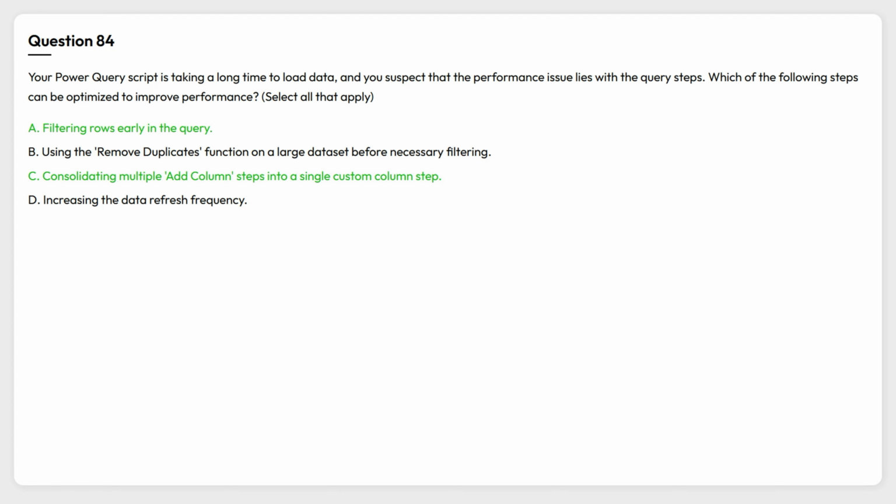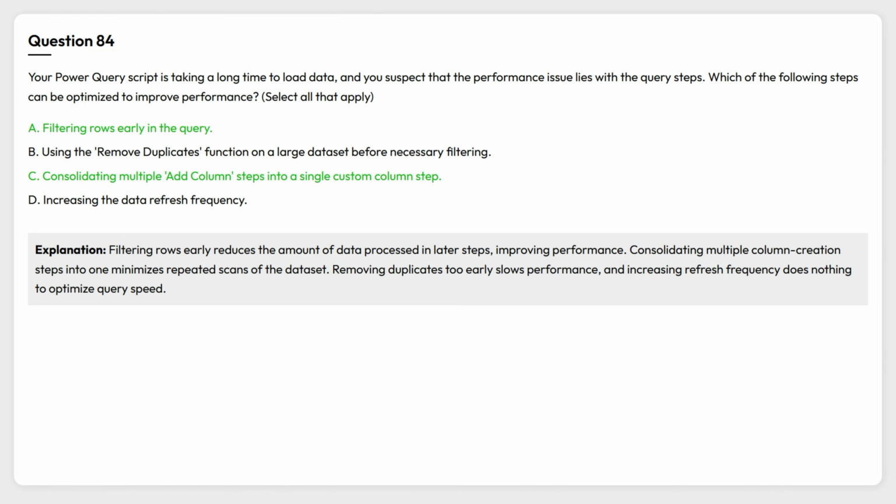The correct answers are option A, filtering rows early in the query, and option C, consolidating multiple add column steps in a single custom column step. Filtering rows early reduces the amount of data processed in the later steps, improving performance. Consolidating multiple column creation steps into one minimizes repeated scans of the dataset.